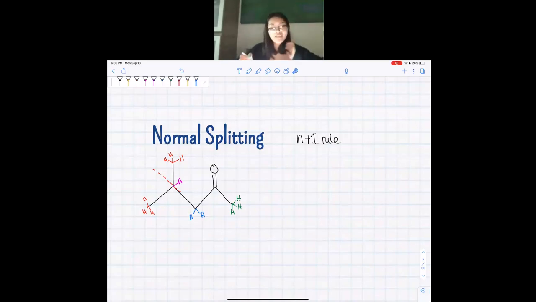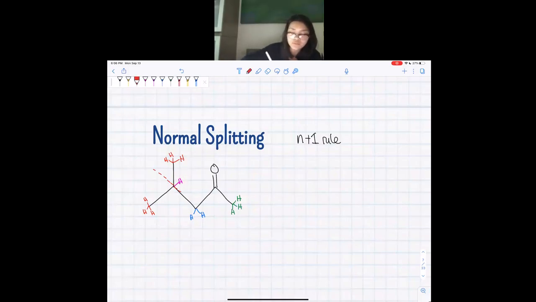Okay, so now let's go ahead and do the N plus one rule. Let's start with the red ones. Do they have any hydrogen neighbors? Yes, they do. They have one pink hydrogen neighbor, right? So it is our three bond lengths rule. You had to go from hydrogen to hydrogen within three bonds. So hydrogen to carbon is one, carbon to carbon is two, carbon to hydrogen is three. So this pink one is within that.